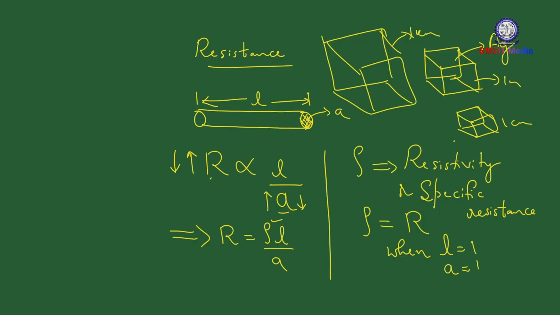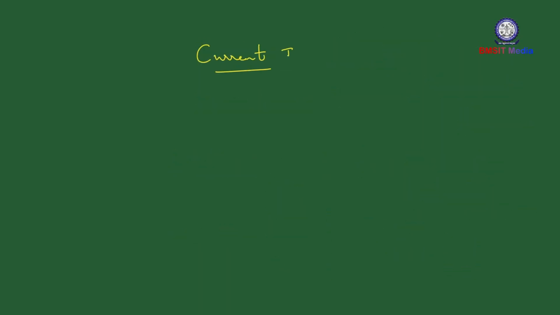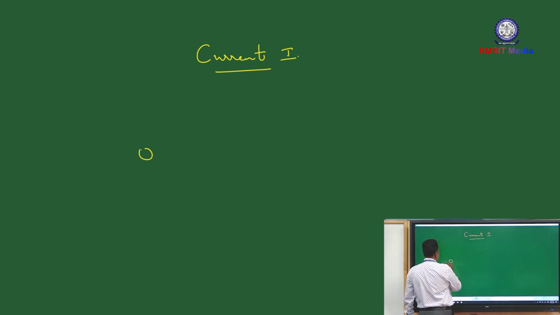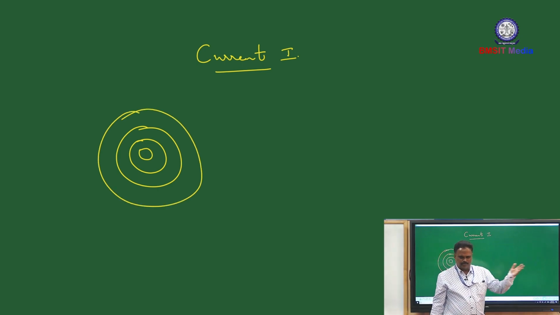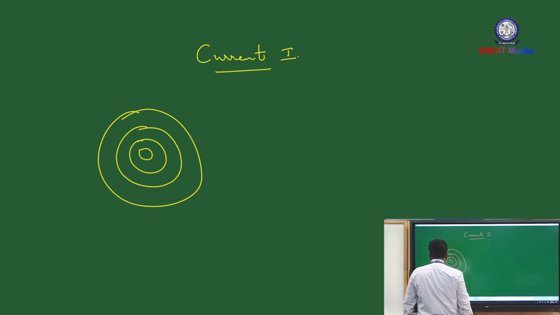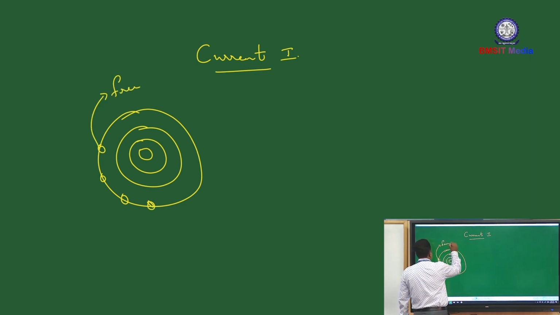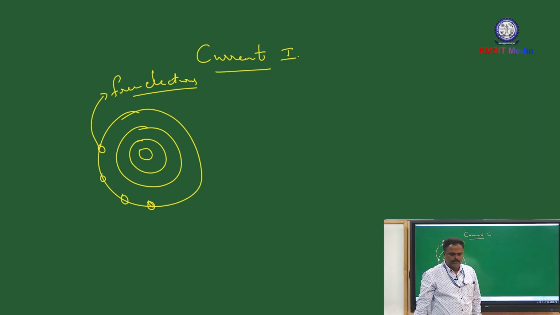Now what is current? So you know, in any atom you have the nucleus at the center, and you have orbits, first orbit, second orbit, and the outermost orbit, depending on how many orbits there are. In the outermost orbit you have electrons revolving. These are known as free electrons. It is these free electrons which participate in the conduction process.